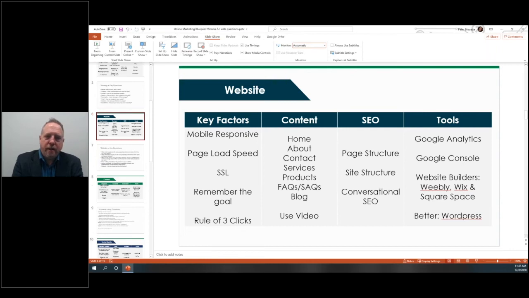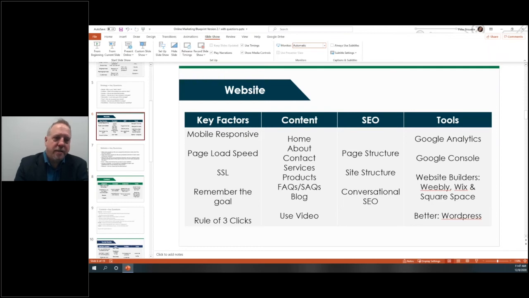So let's talk about your website. So again, this is a property that you own. You have complete control of this. Some of the key factors, and I find this just working with a client on their website, a local sign company, and you know, the site's on WordPress, which is a very popular platform to build websites on. But the SSL, so SSL is making the site secure.